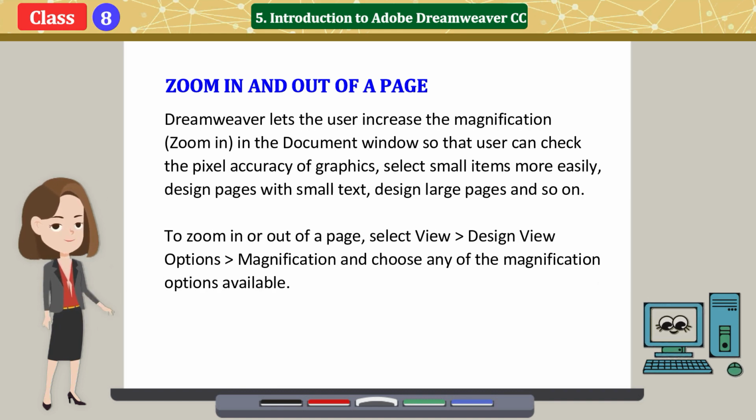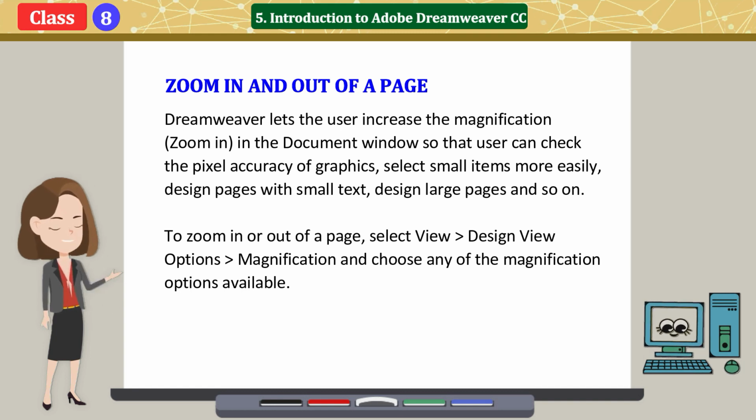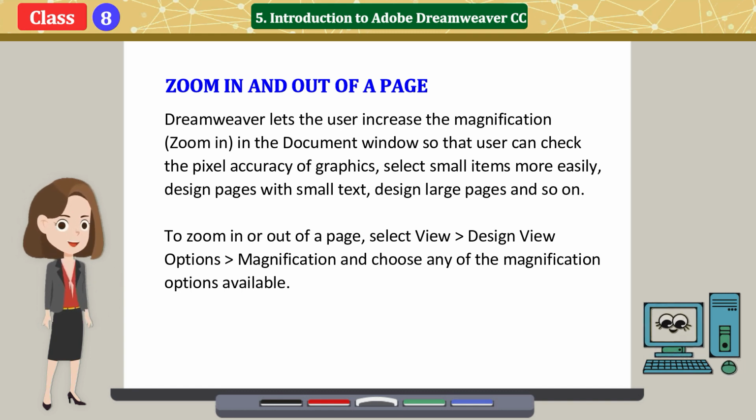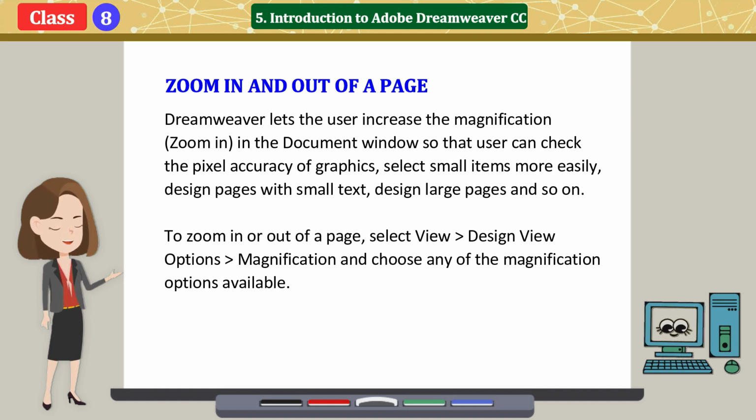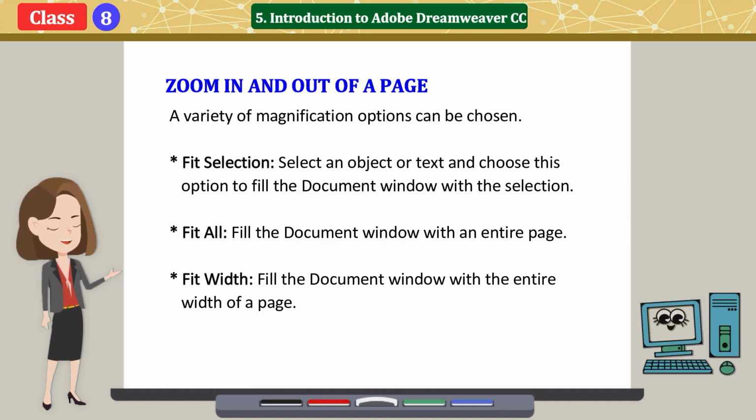Dreamweaver lets the user increase the magnification, zooming in on the document window so that the user can check the pixel accuracy of graphics, select small items more easily, design pages with small text, design large pages, and so on. To zoom in or out of a page, select View, Design View Options, Magnification and choose any of the magnification options available. A variety of magnification options can be chosen.